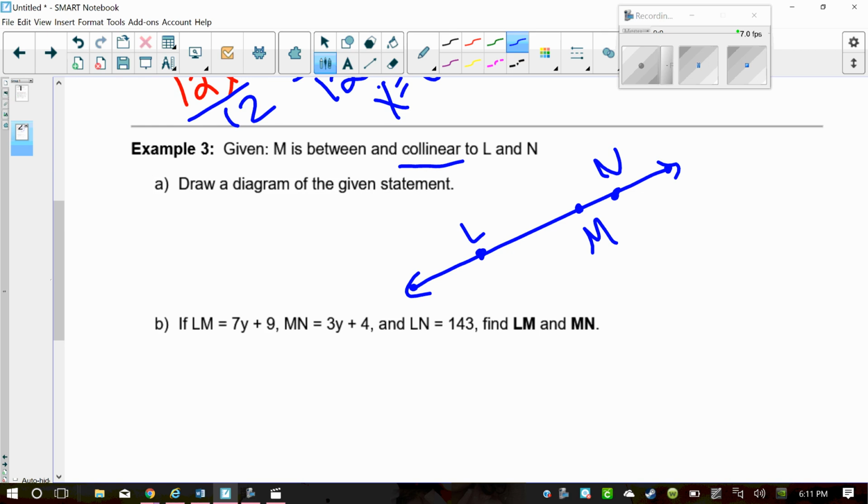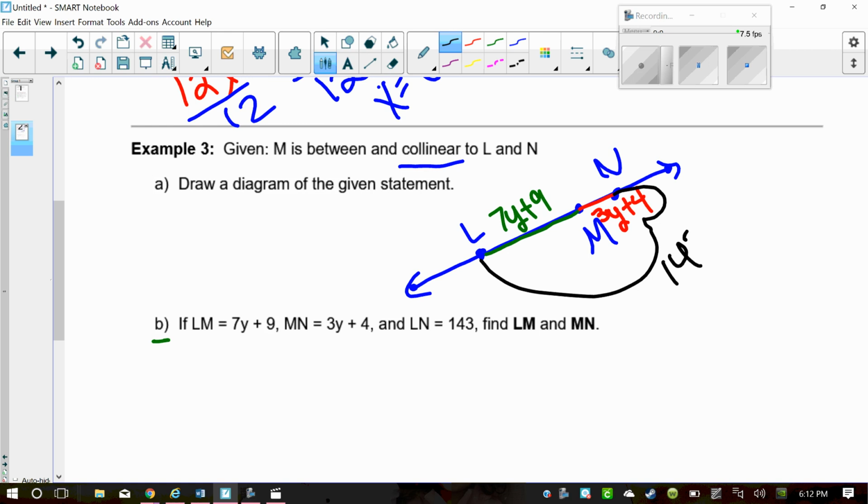Okay, so this is my diagram, and then I'm going to plug things in. It says L to M is 7y plus 9, so I'm looking at part B, and I'm just going to plug it in. This part is 7y plus 9, and M to N is 3y plus 4, sorry. And L to N is the whole thing. The whole thing, L to N, is 143.